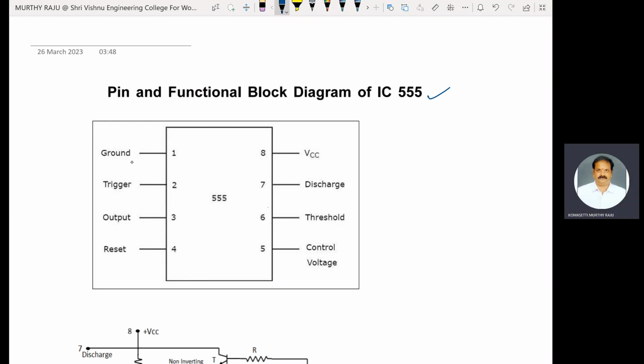Pin 1 is meant for ground. 2 is trigger. 3 is output. 4 is reset. 5 is control voltage. 6 is threshold voltage. 7 is discharge. 8 is VCC. These are the 8 pins of the 555 timer IC.